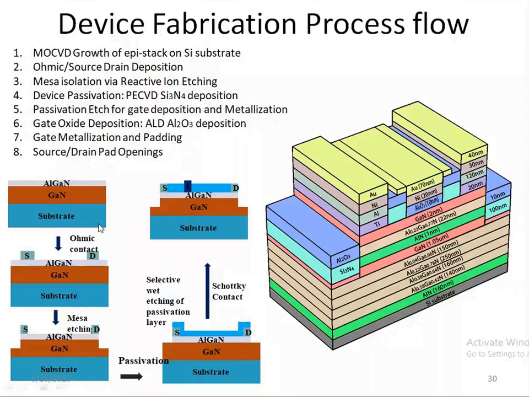Okay, okay. So this is the flow for the fabrication process. We have the substrate, and we have the materials grown on the substrate. Then we deposit the source and drain contacts. Then we do the MESA isolation. Then we passivate the device and finally go for the gate metallization and gate oxide deposition.